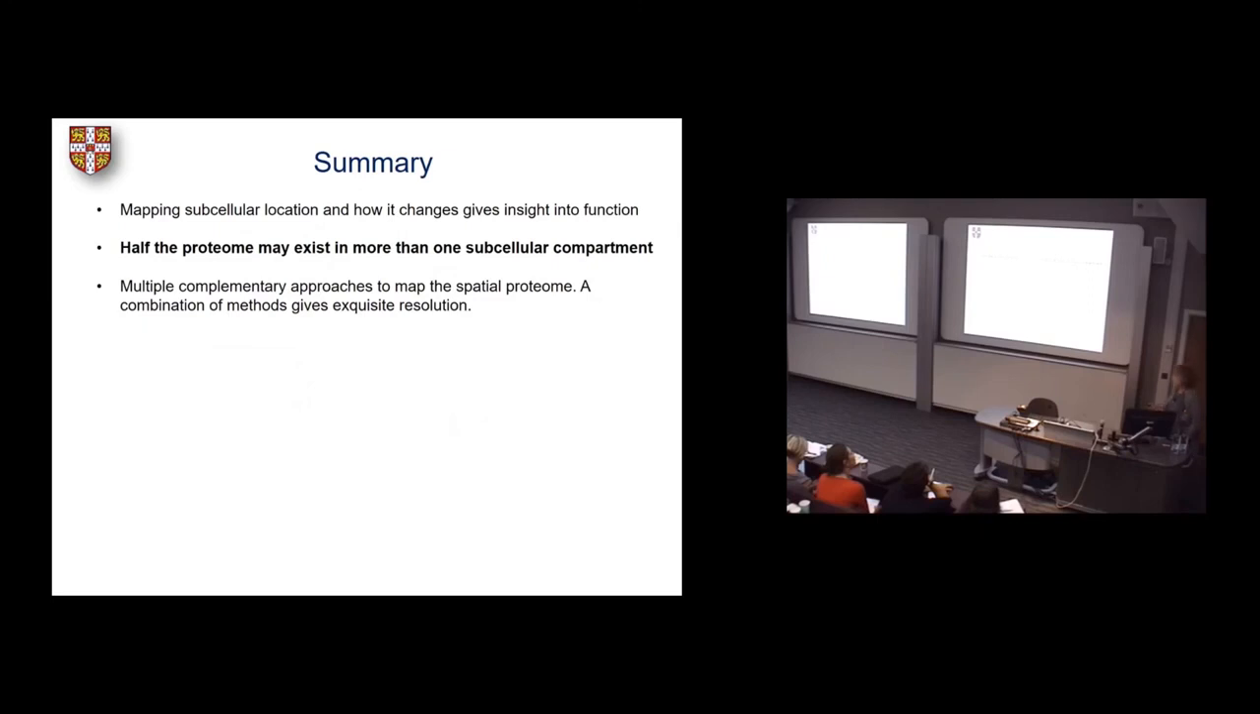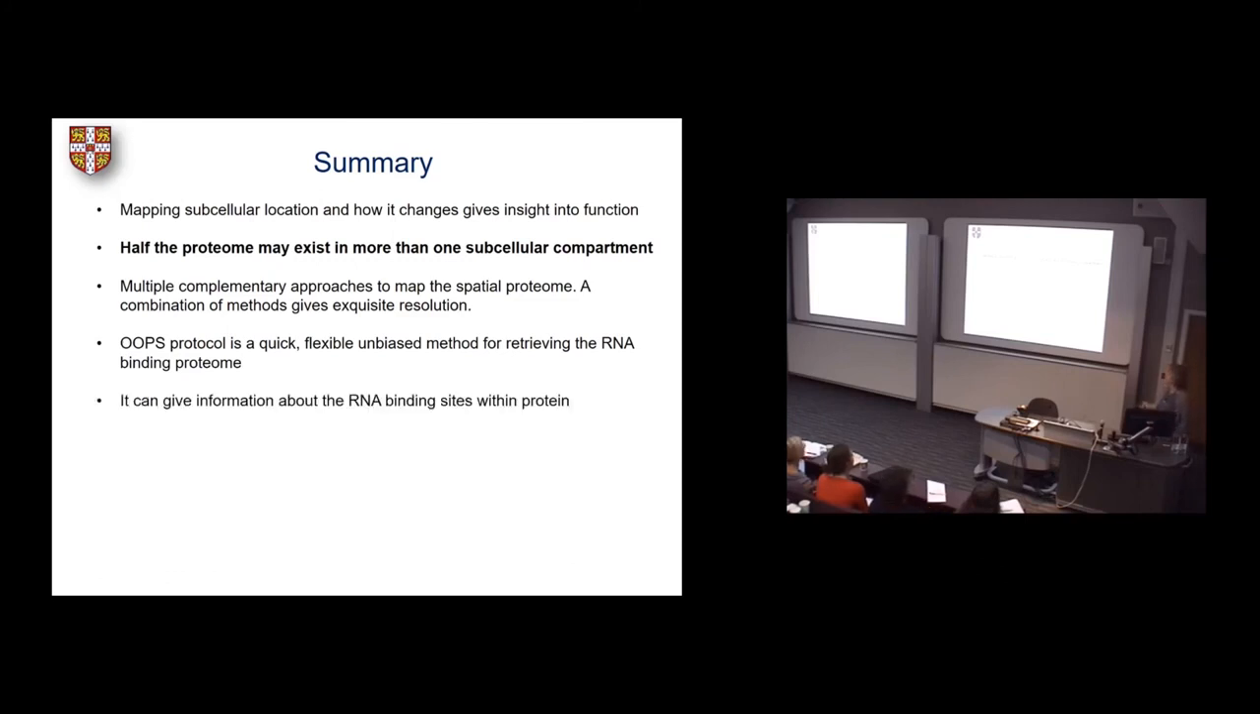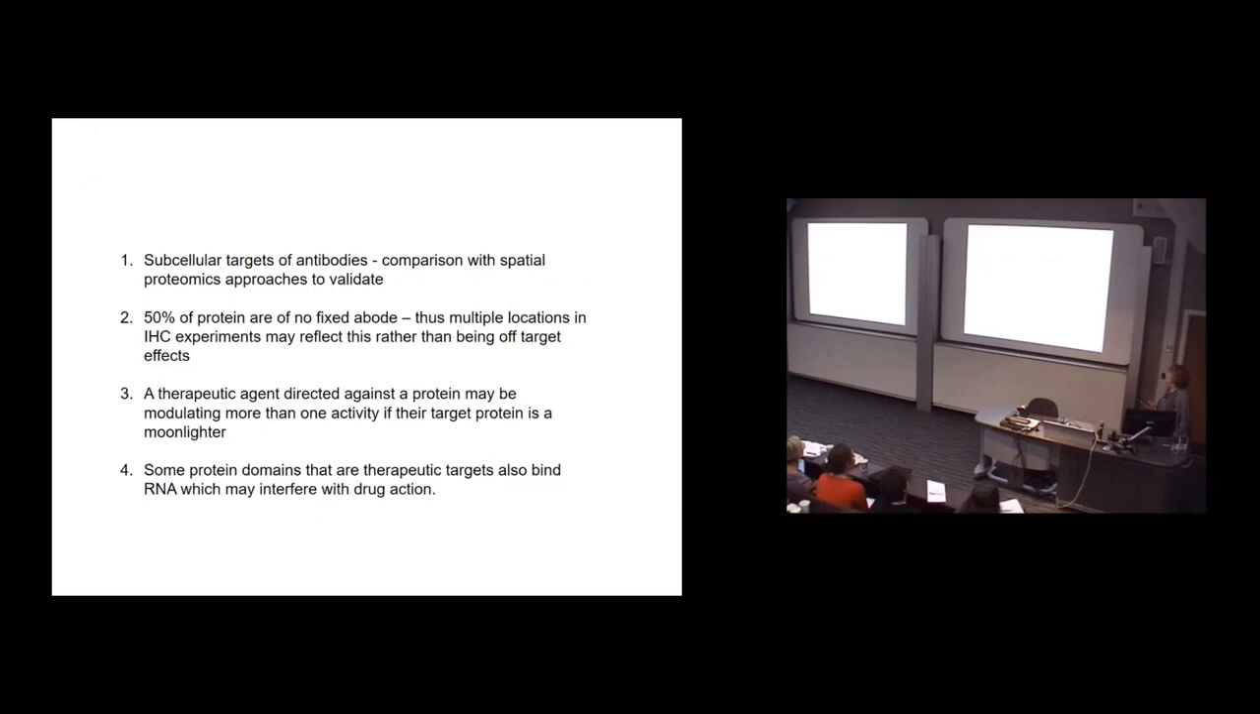So many messages I hope I've got over. Importantly, half the proteome seems to be in more than one place. The OOPS method is a stupid name, but at least it's quick and flexible and allows you to retrieve RNA binding proteins from very small sample sizes, which means there's a lot of cell biology which can now be studied and unearthed. And I think these are the messages that I put together in a jet lag state on the train yesterday.